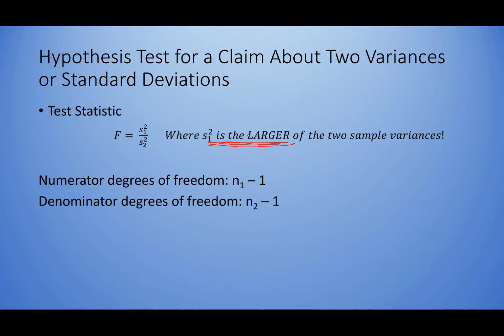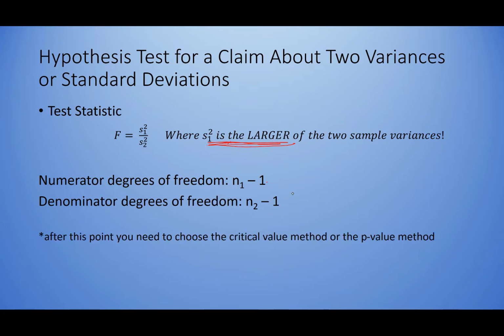We will need degrees of freedom for this. On the standardized F distribution table, you are going to have numerator degrees of freedom and denominator degrees of freedom if you do this by hand. Our numerator degrees of freedom are going to be the sample size of group 1, and remember that's determined by which one has the larger of the variances, minus 1. Then your denominator degrees of freedom are going to be your second sample size minus 1. Once you get to that point, you would need to choose the critical value method or the p-value method in order to perform the full hypothesis test.